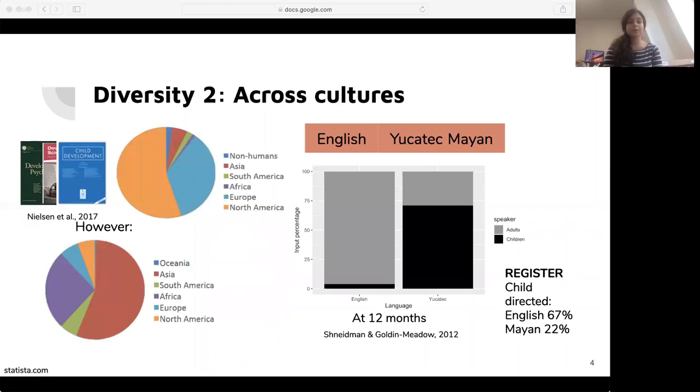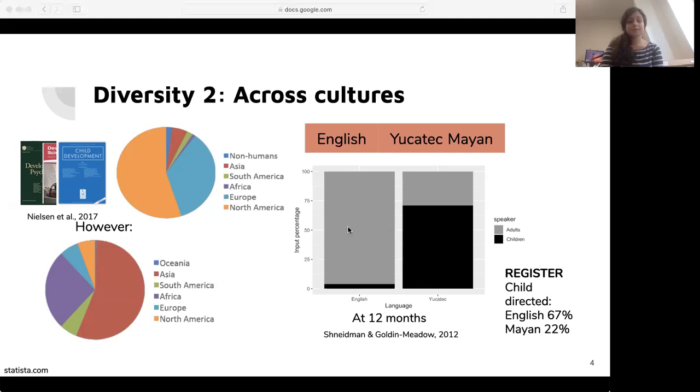For example, Schneidman and Goldin-Meadow recorded 2 groups of children from different populations in Chicago and Yucatan, learning English and Yucatec Maya. In the graph, on the x-axis there are the languages, English and Yucatec Maya, and on the y-axis, you may see the input percentage by different speakers. The gray is the adult speech, so speech produced by adults, and the black is speech produced by other children.